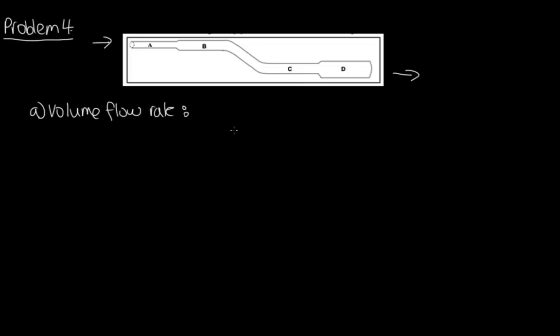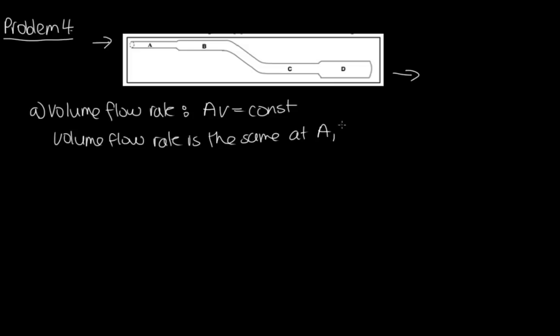So this is the volume per second passing through the pipe, which we can use the formula Av is equal to constant. So this is the volume flow rate, and this tells us that it's constant throughout the pipe. So volume flow rate is the same at A, B, C and D. Okay, part B says rank the velocity of the fluid at the 4 points A, B, C and D, and we need to give an explanation.